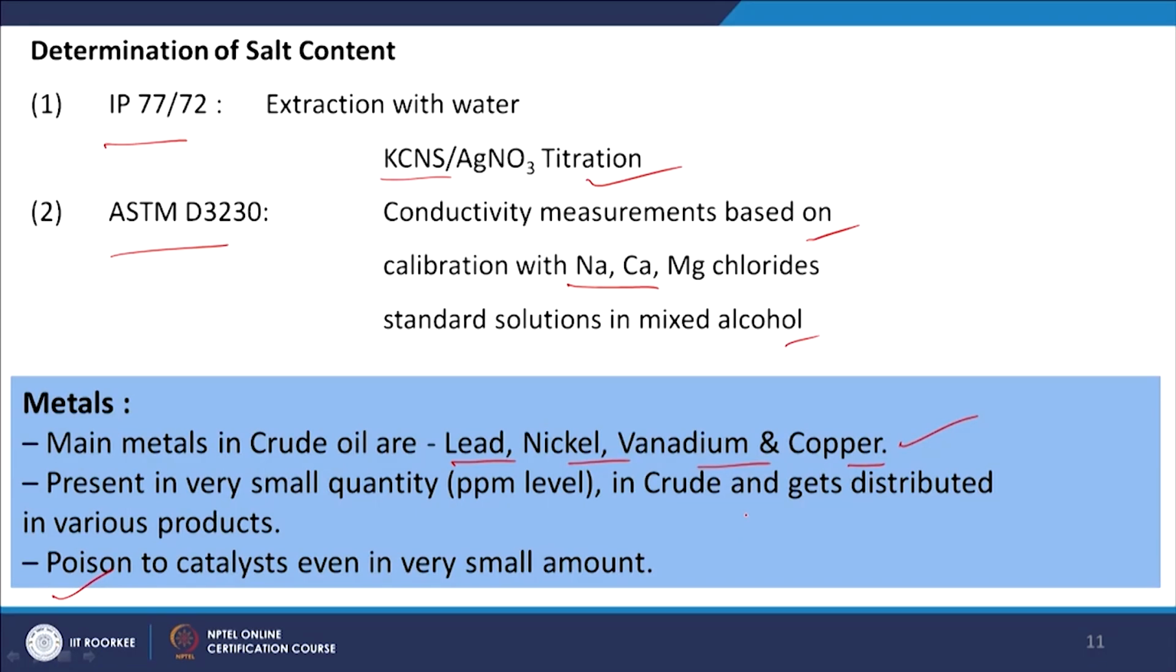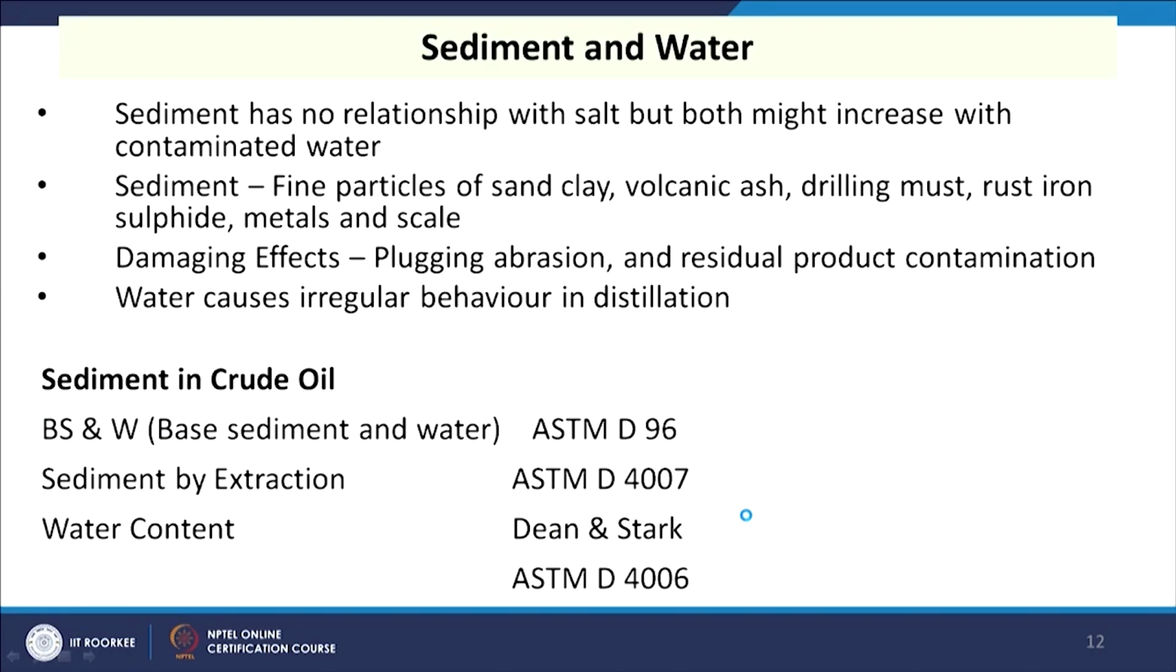So, the lesser the metals, the better the quality of the crude or of the derived product from it. Now, this can be measured by using atomic absorption spectroscopy, and another property, sediment and water.